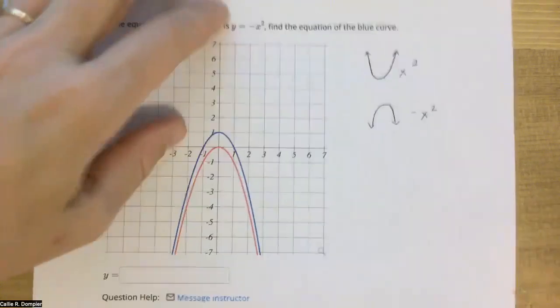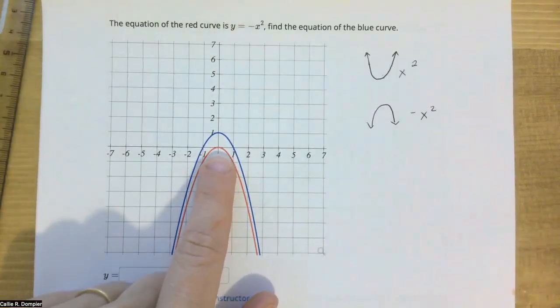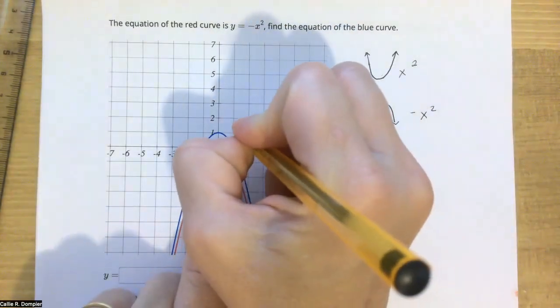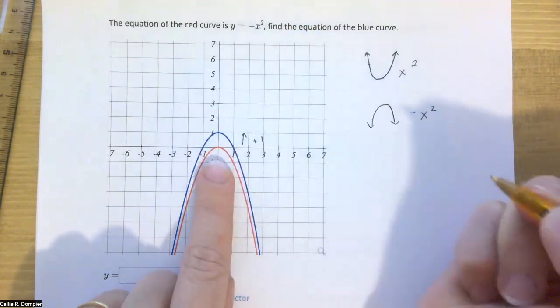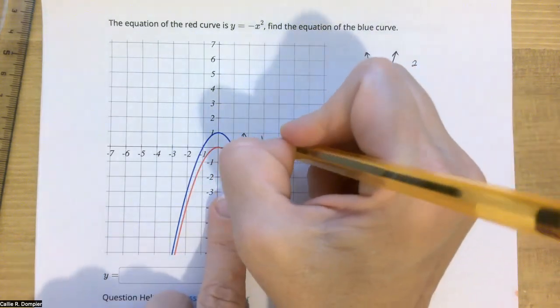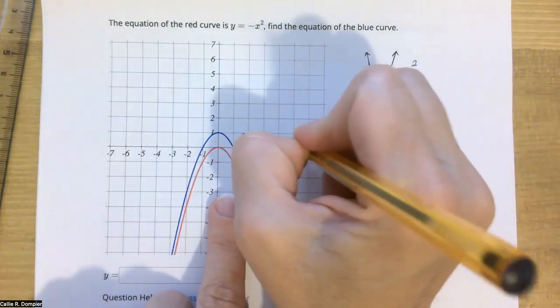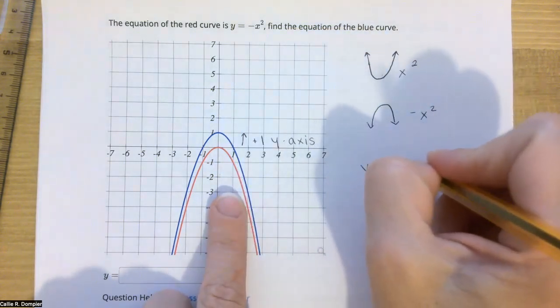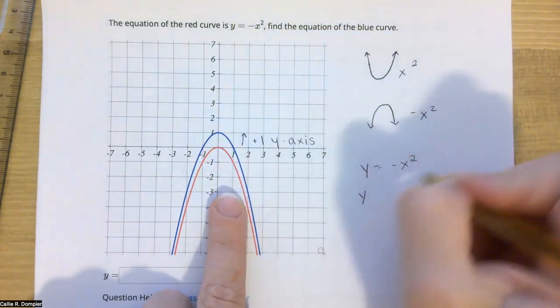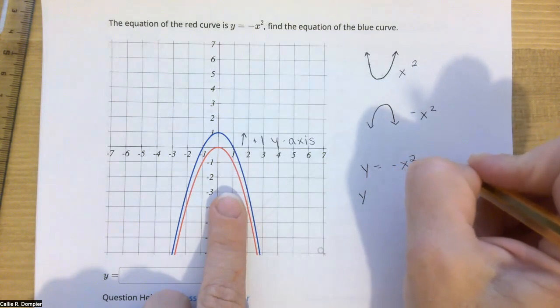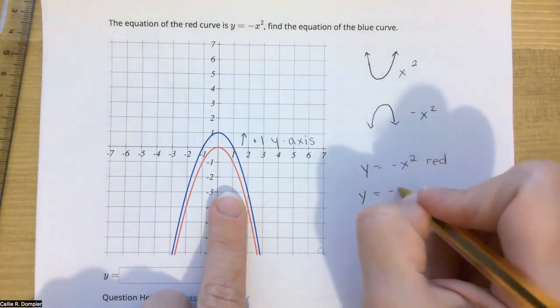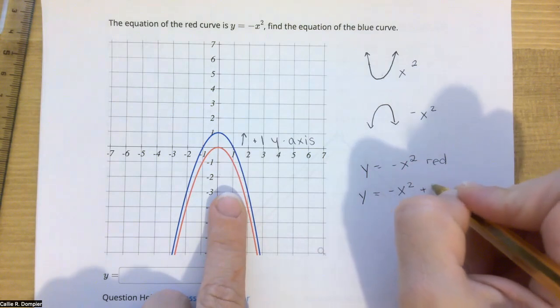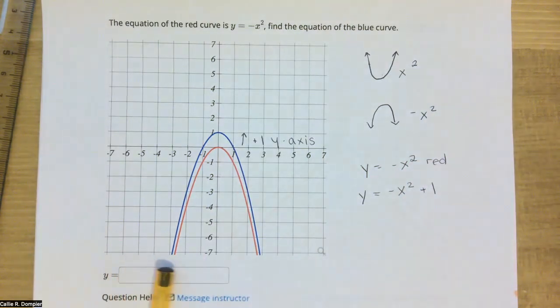So we had the red one. It's at the origin, right? Because a parent function starts at the origin. This went up 1, right? Up 1 on the y-axis. So we go from y equals negative x squared, that's the red one, to y equals negative x squared plus 1. Let's check that in Desmos, okay?